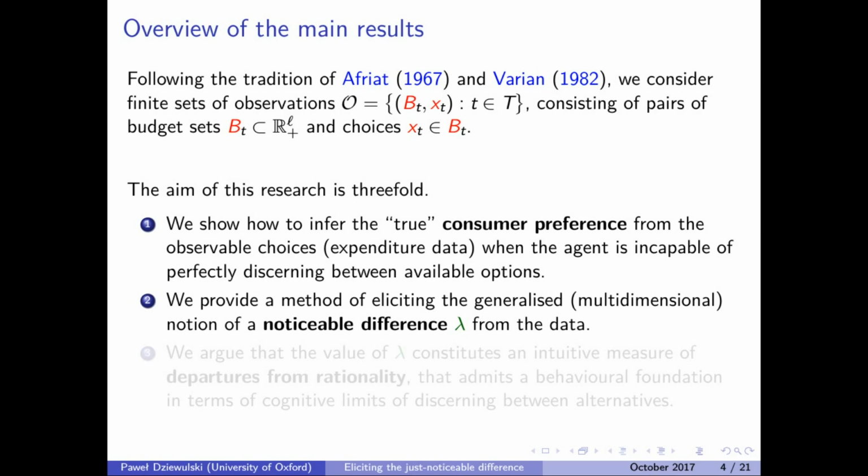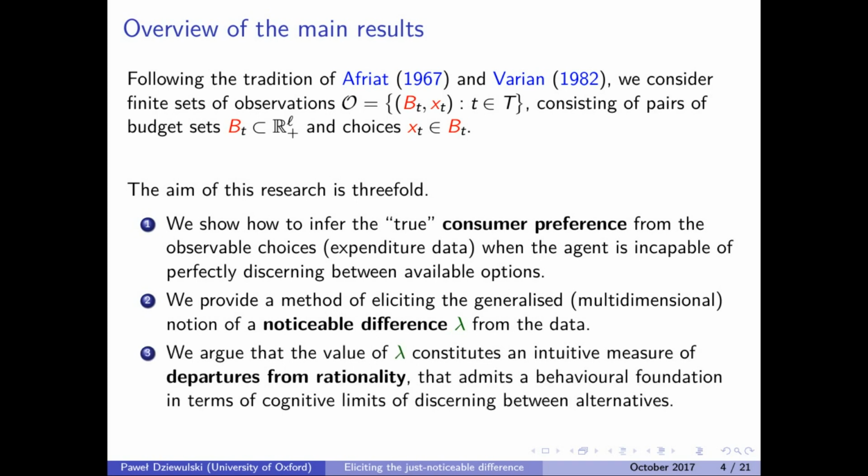Second of all, I show how to elicit a generalized, multidimensional notion of a noticeable difference lambda. Finally, I argue that the noticeable differences may serve as a measure of departures from rationality in terms of the agent's cognitive inability to differentiate between options. In this video, I focus solely on the second point. That is, I restrict my attention to a method of eliciting a noticeable difference.